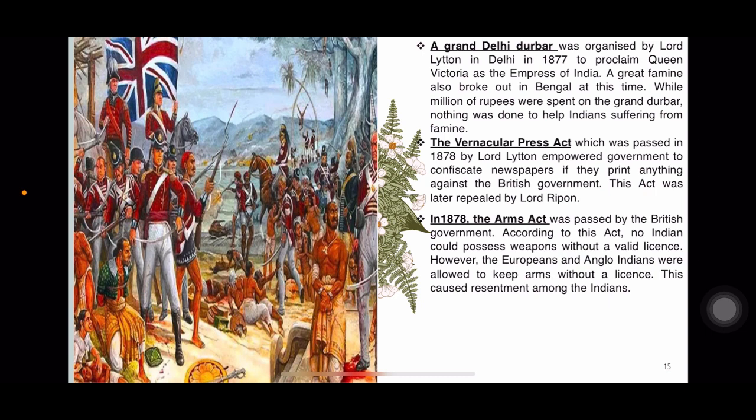The Arms Act. The Arms Act was passed in 1878 by the British government. According to this act, no Indian could possess a weapon without a valid license. However, the Europeans and Anglo-Indians were allowed to keep arms without a license. This caused resentment among the Indians.